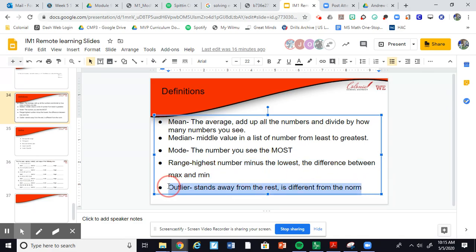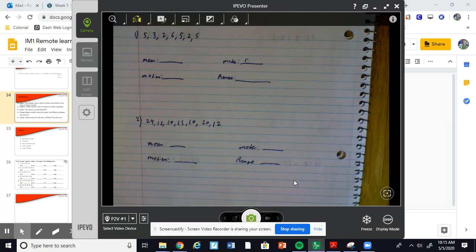Okay, so that is going to be our discussion piece for Thursday. So we're going to keep it here. So just some quick practice questions that we went over in class.